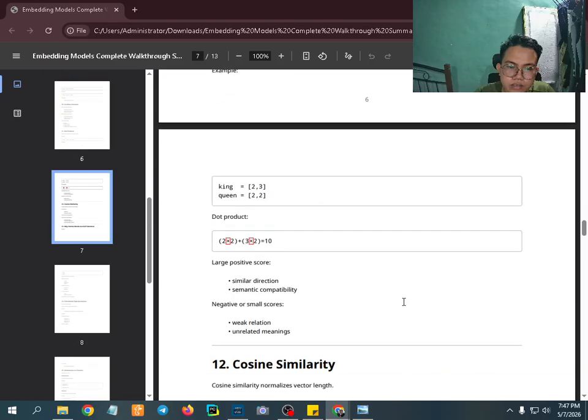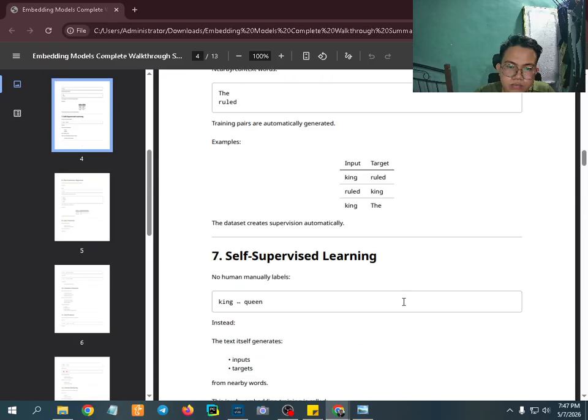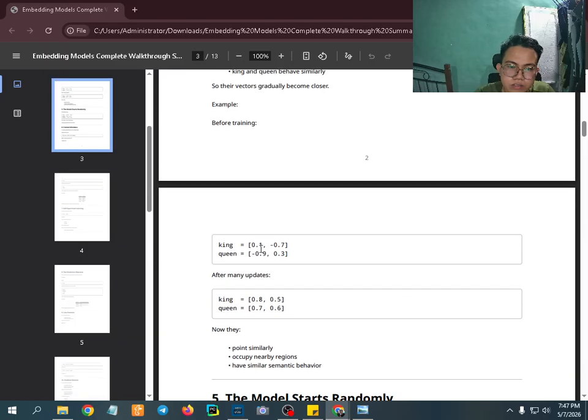Like this one, for example, let's say this one and this one might have the meaning: this is dimension 1, this is dimension 2 meaning.